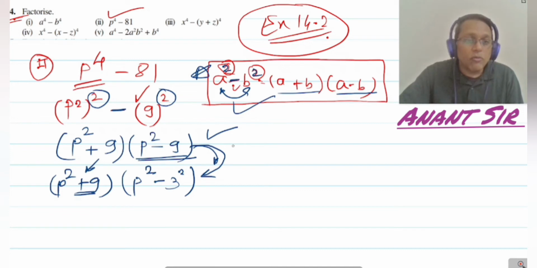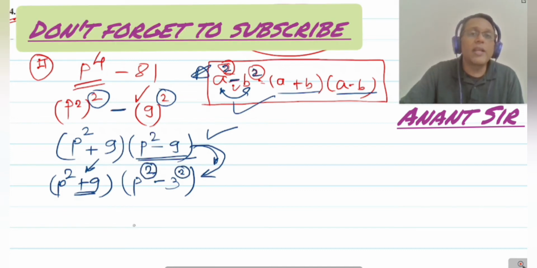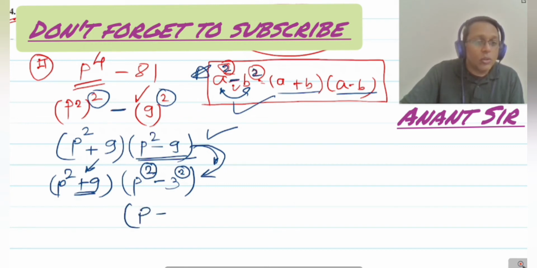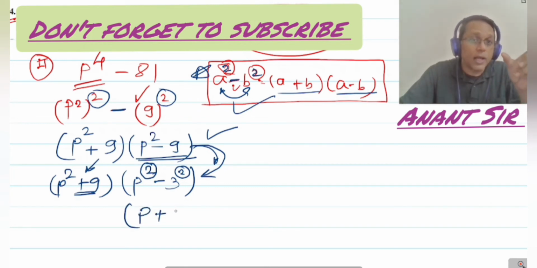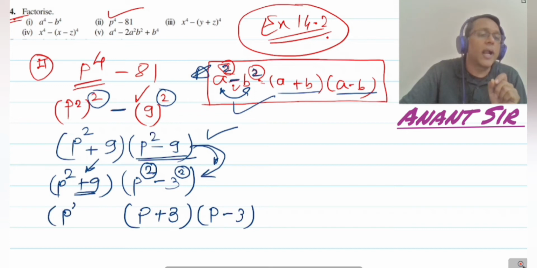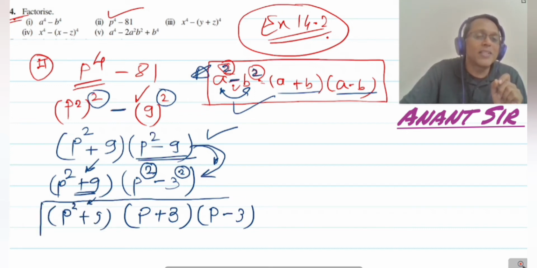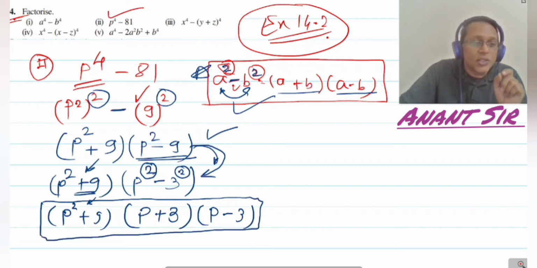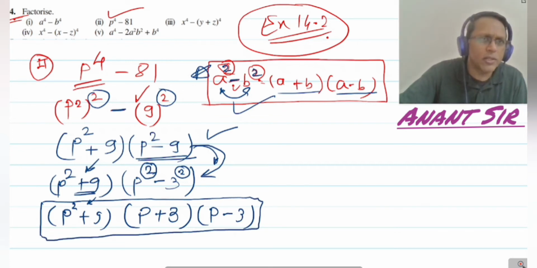So, how to use the formula? If you have two squares with negative sign in between them, then what you do? You just add the two terms whose squares are there, okay? Add the terms in one bracket, subtract them in another bracket. And that's it. And keep the first bracket as it is, p square plus 9. So friends, this is our final answer for this question. I hope you have understood the question.